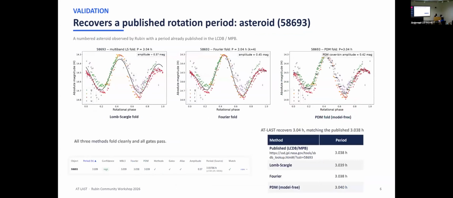I first validated my method by applying it to data from known asteroids with already known rotation periods. For example, you can see here asteroid 58693. All 3 of my methods were able to find a rotation period of 3.04 hours, and validating this with the light curve database, I got the same rotation period.